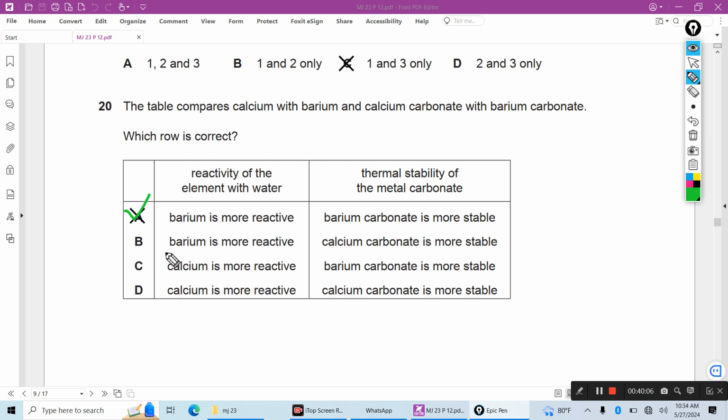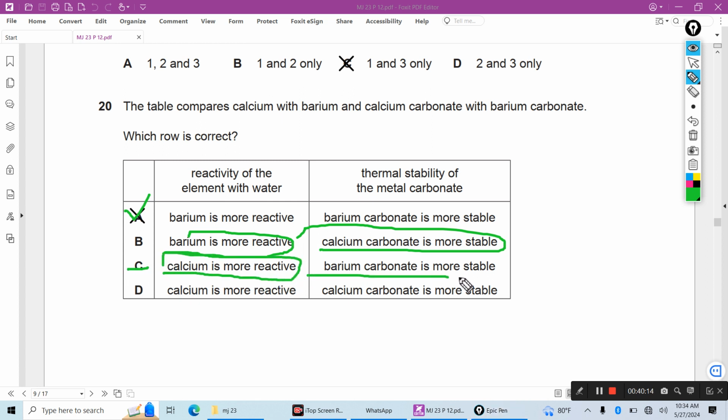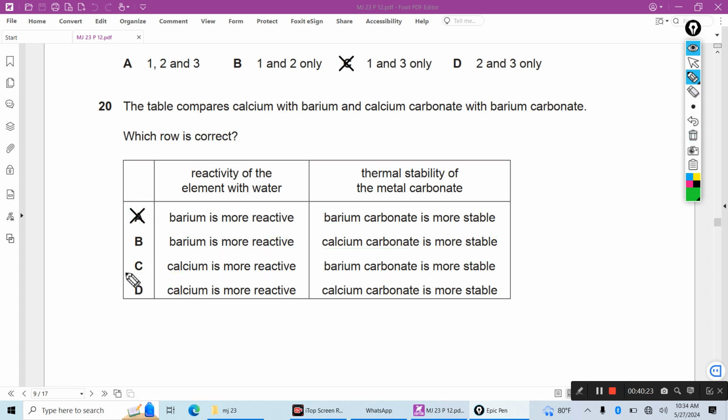Why is B wrong? Barium is more reactive, this is true, but calcium carbonate more stable is wrong. Why is C wrong? Calcium is more reactive, this is wrong. Barium carbonate is more stable, this is true. D, calcium is more reactive, no, this is wrong. So A is the fully correct answer. Thank you, dear students.